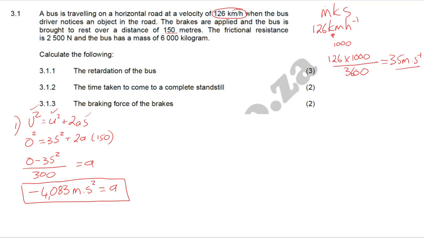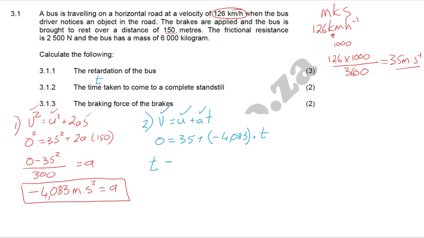Okay, let's have a look at the next one. Let's change colors for question 2. Question 2 says the time taken, t, to come to a complete standstill. Okay, so what do we know? We've got the equation v is equal to u plus at. We have the final velocity, which is 0. We have the initial velocity, which is 35. We've got the acceleration because we've just calculated it. We need time. So 0 is equal to 35 plus, now it's a negative, and don't forget to include the sign, 4.083 multiplied by t. So let's solve for t.